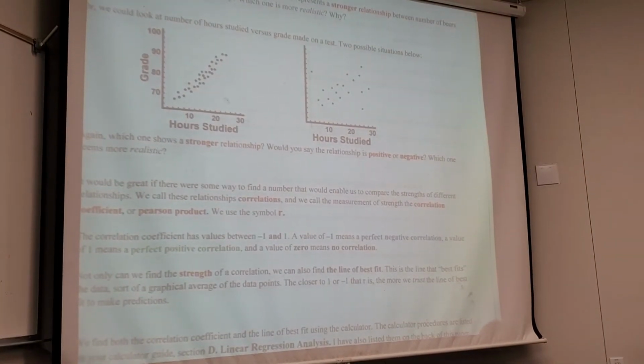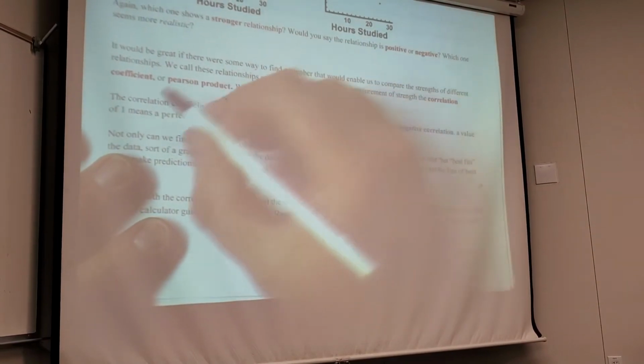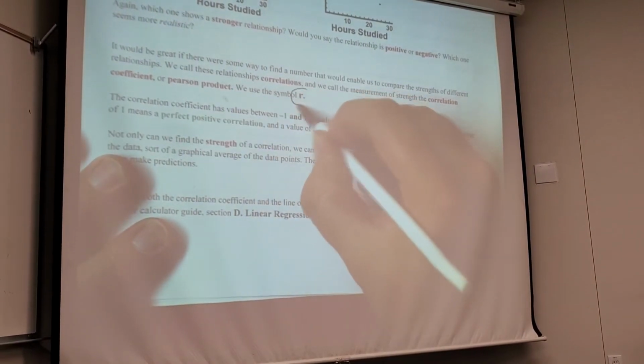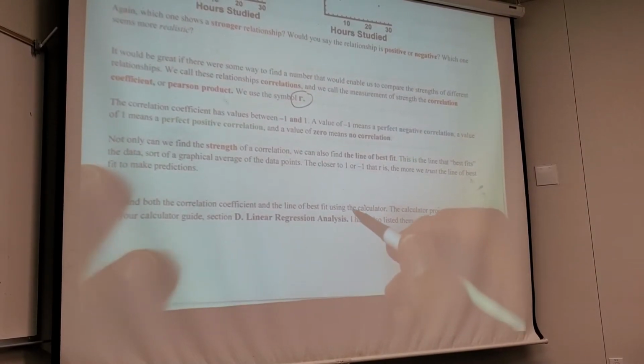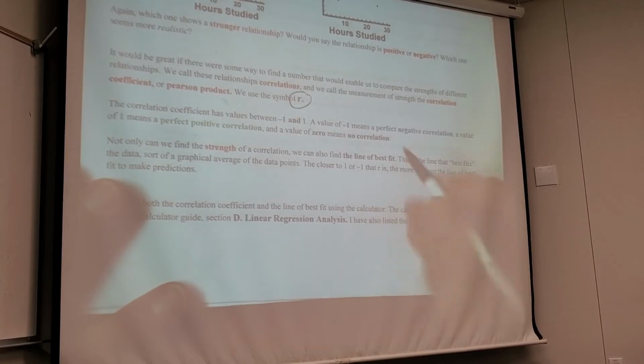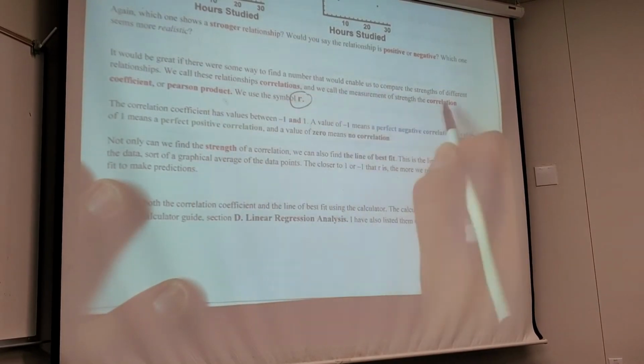So these numbers we're going to calculate, one of them is given the symbol R. This is why I try to get you guys to draw a sigma instead of just an R for standard deviation. Because there is an R, and it stands for the Pearson product or the correlation coefficient.